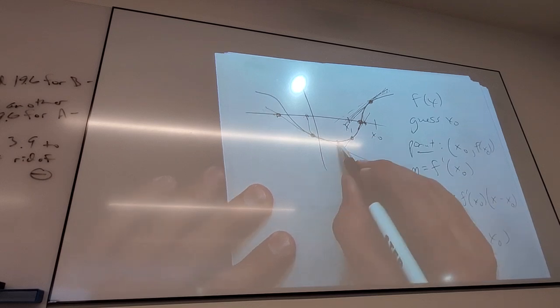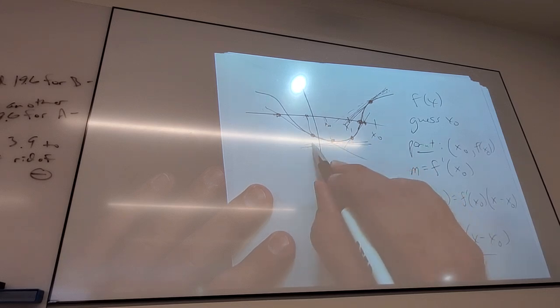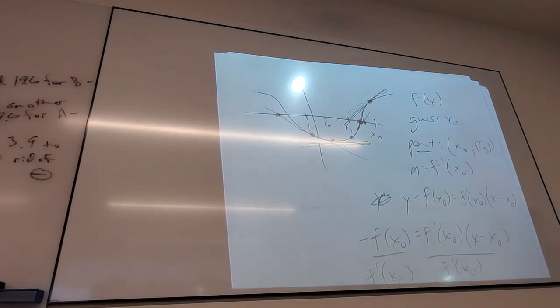Now what is really weird is what if my first guess is here? What's the slope? So where's the x-intercept? None. That's where the calculator would freak out. If your guess is right on a hump, it tries to do the thing. It's like, error, I can't do that.